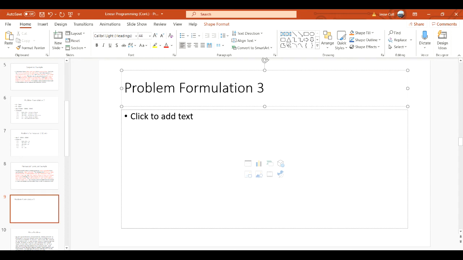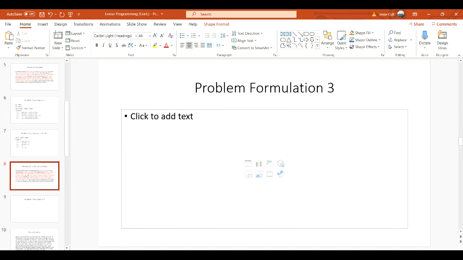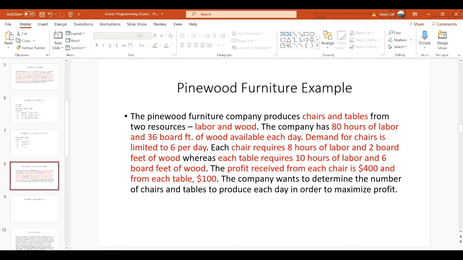And we'll begin highlighting our key information. So we see here, the Pinewood Furniture Company produces chairs and tables from two resources, labor and wood. The company has 80 hours of labor and 36 board feet of wood. These are resources. So let's stop here at the very beginning and we look at produces 2 items, chairs and tables. Those are going to be our decision variables.